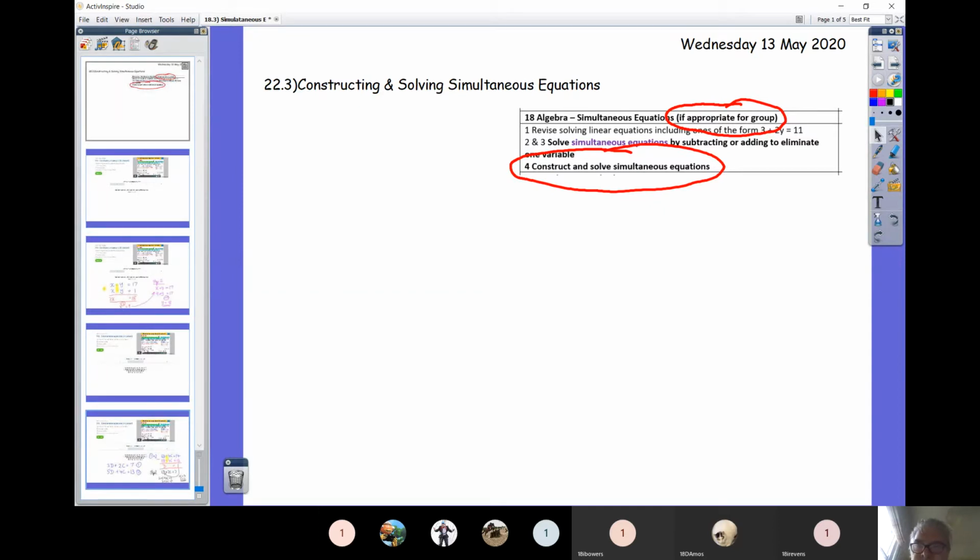Now, I just wanted to draw your attention before we get going to what it says on the scheme of work. It does say, if appropriate for the group. Now, obviously, we're a set 3, and so it could be argued, are the simultaneous equations too difficult for a set 3? Well, I don't think they are. I think lots of you have got real potential. You're good enough to be in set 2.